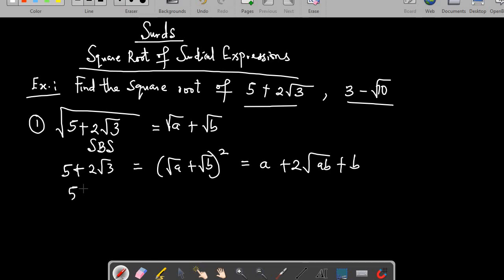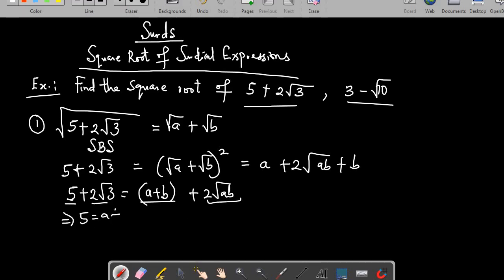So you compare it to what you have on the left hand side. This left hand side has a real number section and a surd section, so you split it that way on the right hand side. So you have a plus b plus 2 root ab. So you compare both sides of the equation. Comparing the coefficients, you see that this part and this part are in tune, this part and this part are in tune. So this implies that 5 equals a plus b and 2 root 3 equals 2 root ab.